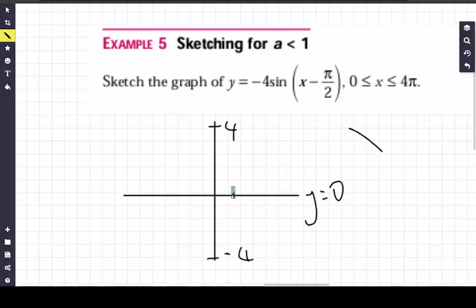Okay, 90. So now 90 plus 360, that's going to give you 450. So this is going to be 450. So this is our full period. So let's see what it does.